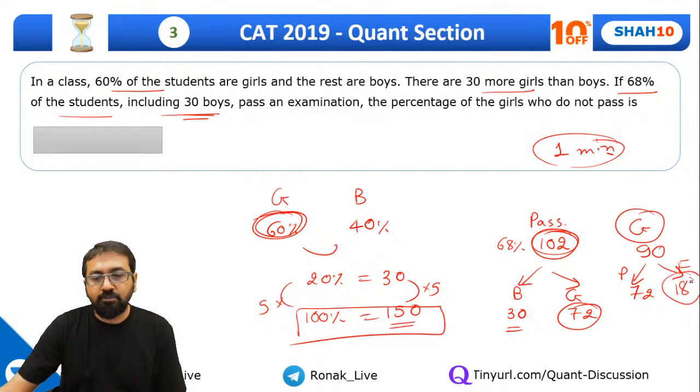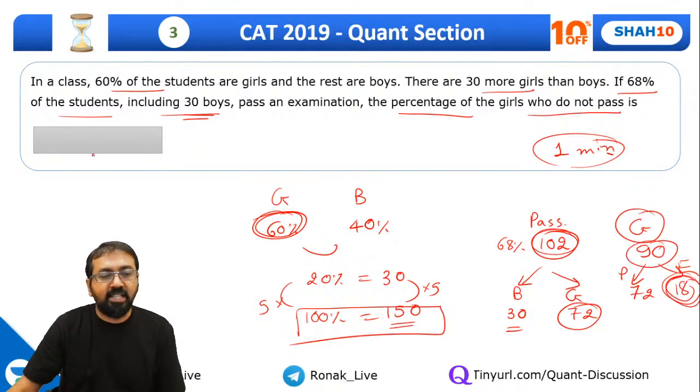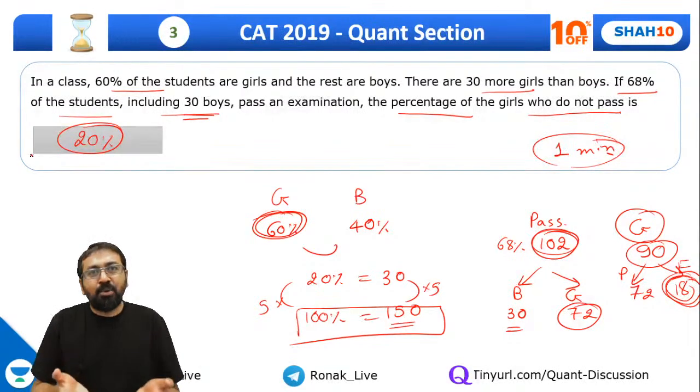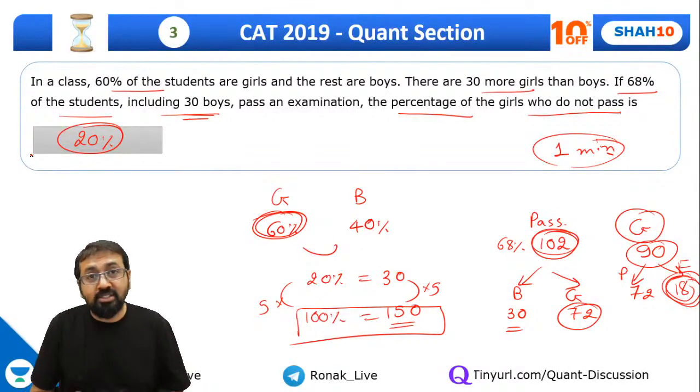So the percentage of girls who do not pass, that means this 18 out of 90, can I say it straight away? 20%. Everyone? Isn't that a simple question? Since I'm writing all the steps, because I need to explain to you, that's why you may feel okay, it took us about 1.5 minutes.